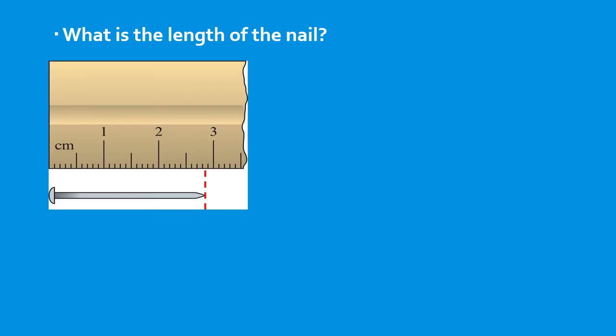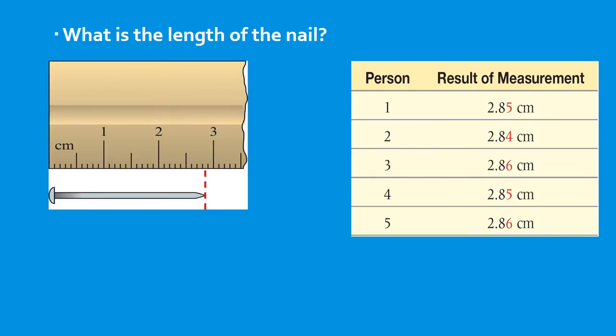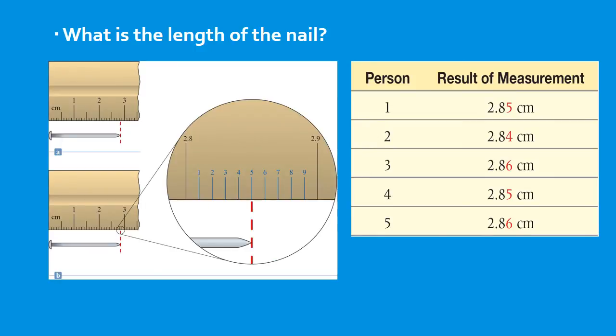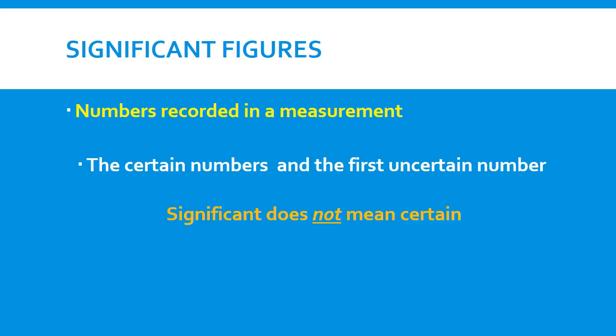So what is the length of this nail? If we were to measure the length of this nail, as we can see here, different people gave different measurements. But when we look at it closer, what we have is actually 28.5. Now all those in red here show that for these values, the last digit was uncertain. These were our estimated digits, so they're uncertain. So significant figures are the numbers recorded in a measurement. So it's the certain numbers and the uncertain number, or your first uncertain number.